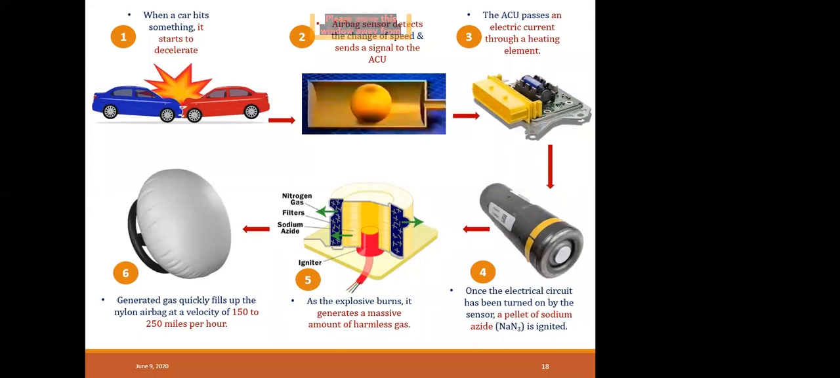So it will not harm the occupant. If it is 700 degrees Celsius, it will burn the skin of the occupant. So in this process, it is cooled down to reduce the temperature to 80 degrees Celsius. Now your nitrogen gas, after getting filtered and cooled down, is allowed to enter the nylon bag. Then your airbag will inflate to protect you. So this is how exactly the airbag works. Got it?